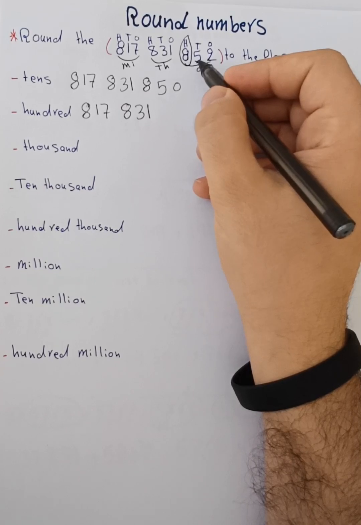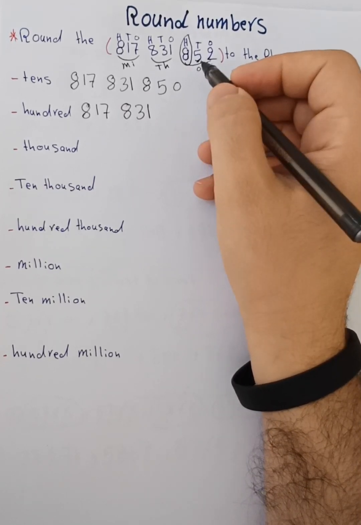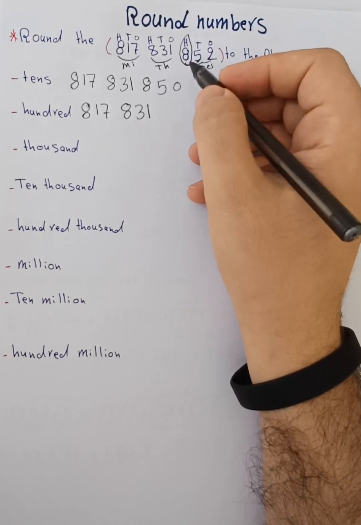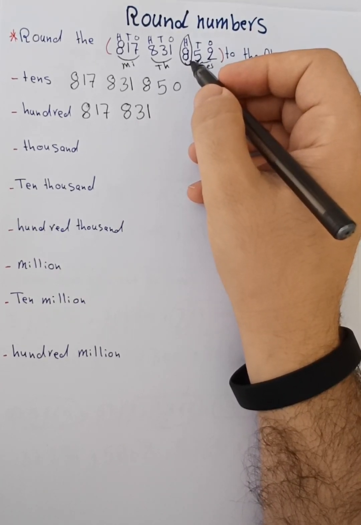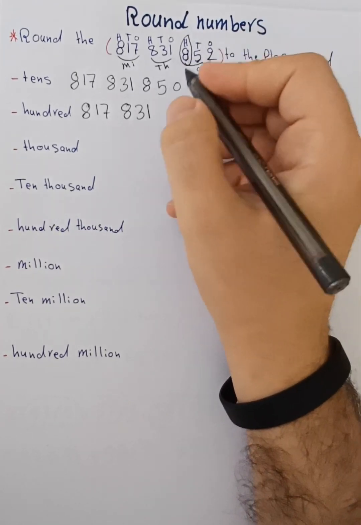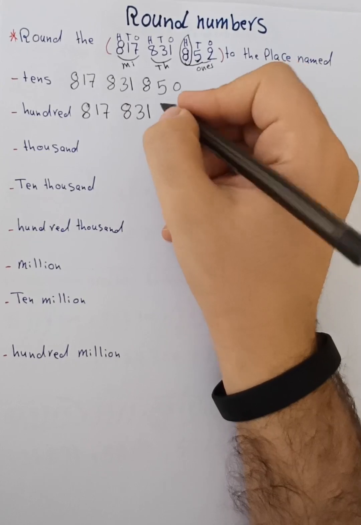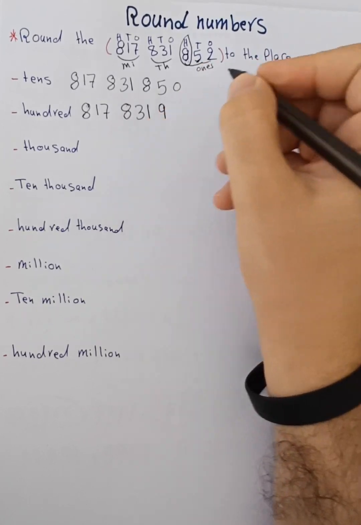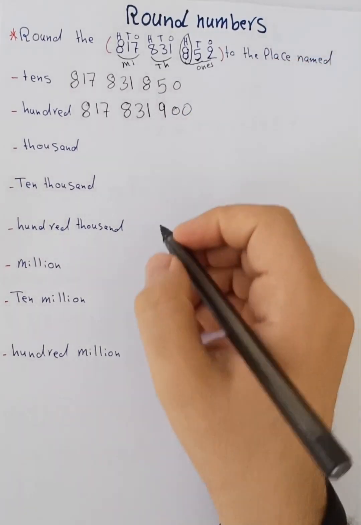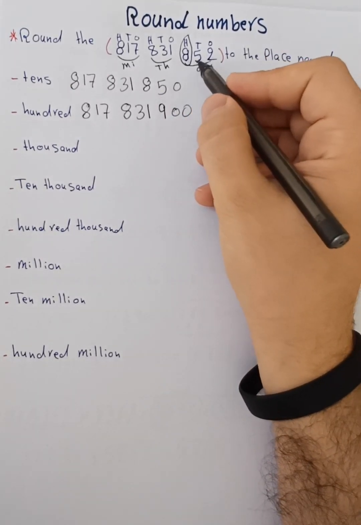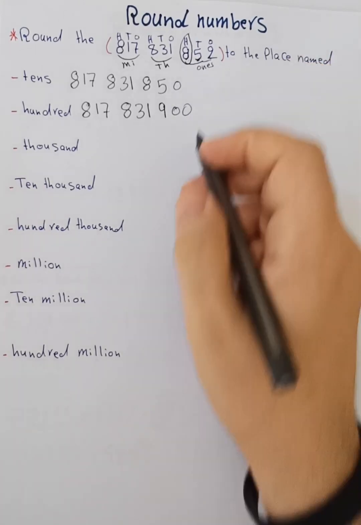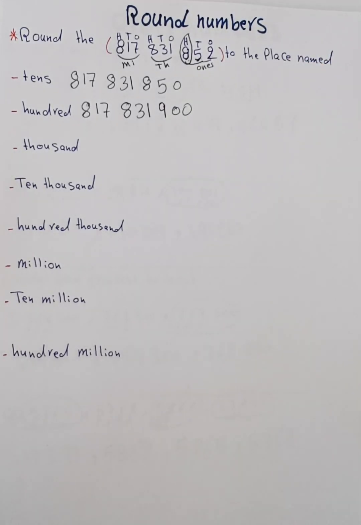By the rounding rule, if we have 5 or greater than 5, the digit that we want to round increases by 1. So 8 increased by 1 becomes 9. And these two numbers become 00. So 852 is closer to 900 than 800.